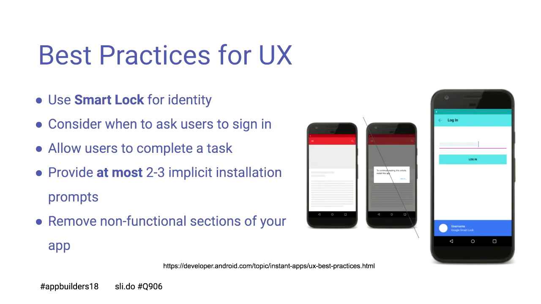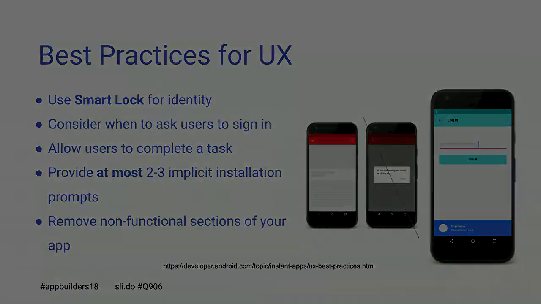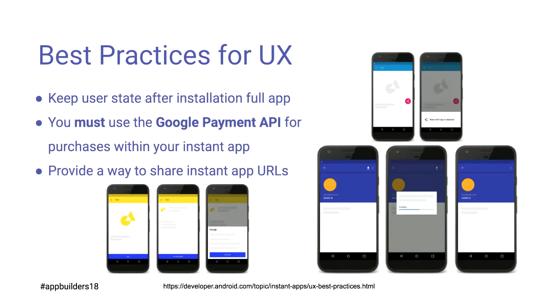And you should use Smart Lock for identity. Allow your user to complete a task. As I said, you can show prompts to install, but you should be careful and you should remove non-functional sections of your app. With Android Oreo, you can keep your user states. Android, it's not allowed, but if you can, you should.